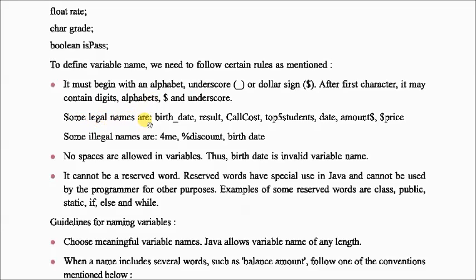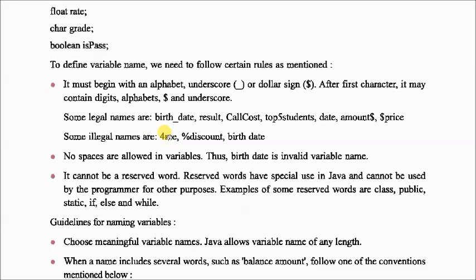Some legal names are, see, birth_date. So here it is considered as birth date. It is a variable name. Result, call, cost, top5students, date, amount, dollar price. Okay, you can use dollar also as the first character, or as the last character.